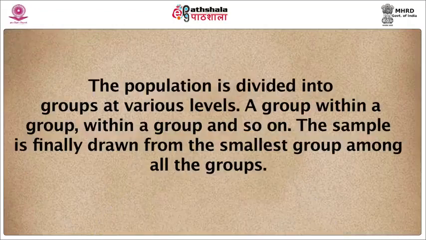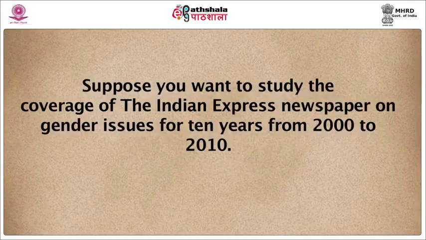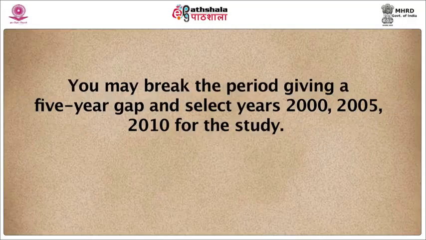In this method, the population is divided into groups at various levels. A group within a group within a group and so on. The sample is finally drawn from the smallest group among all the groups. Suppose you want to study the coverage of the Indian Express newspaper on gender issues for 10 years from 2000 to 2010. You may break the period giving a 5-year gap and select years 2000, 2005, 2010 for the study.